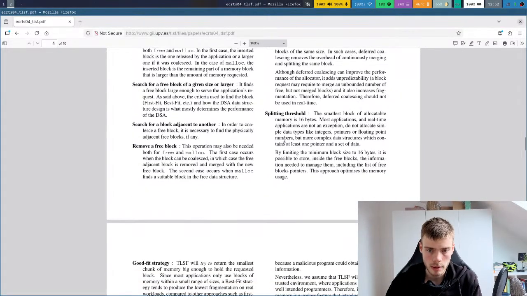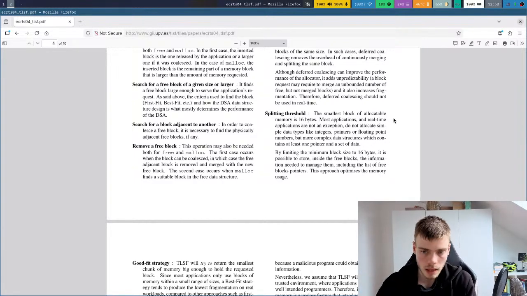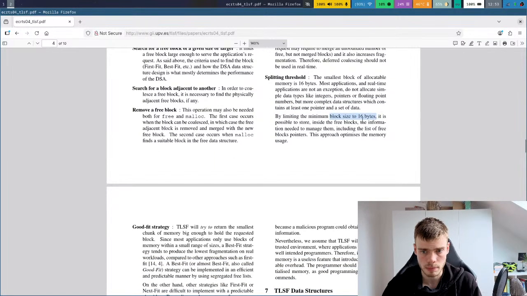Splitting threshold, the smallest block of allocatable memory in bytes. Most applications are no exception. They do not allocate simple data types like integers or pointers, but more complex data which contains at least one pointer. By limiting the minimum block size to 16 bytes, it is possible to store inside free blocks the information needed to manage them, including the list of free blocks pointers, which optimizes memory usage.